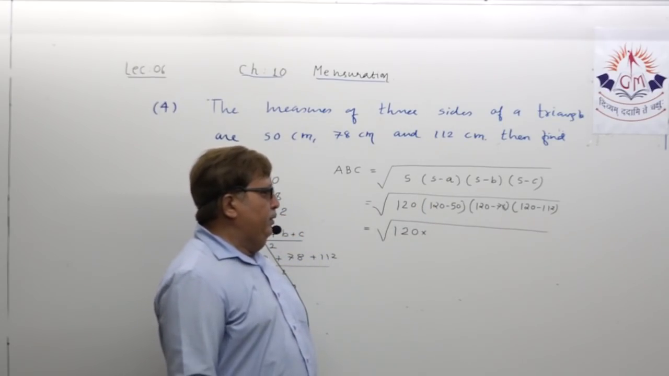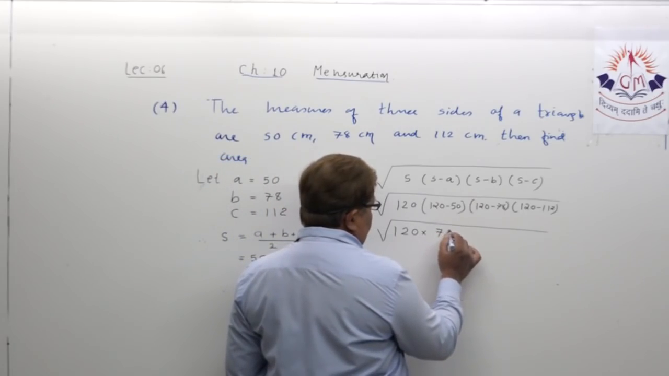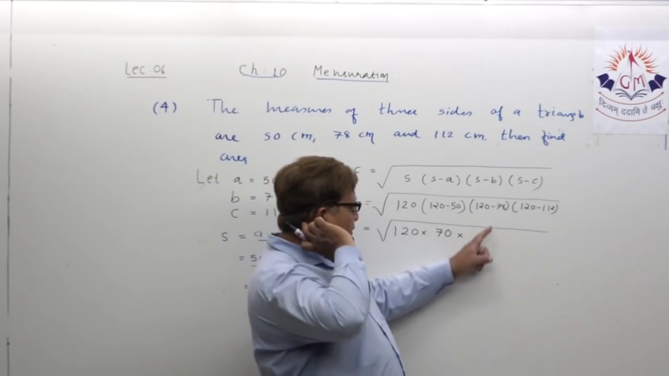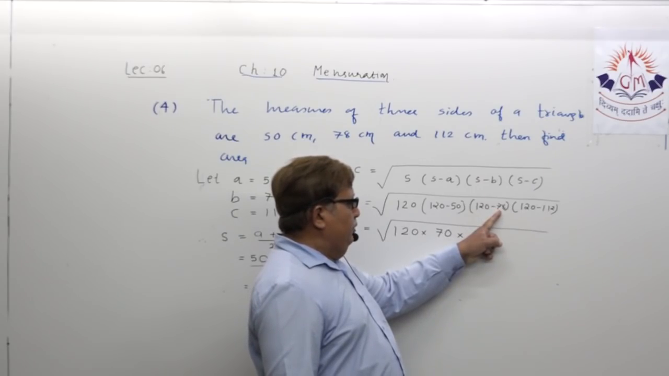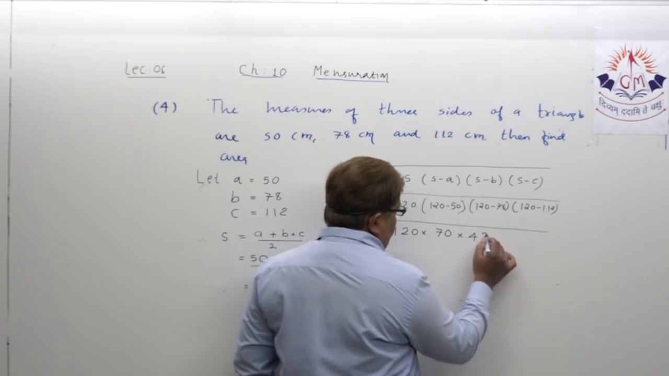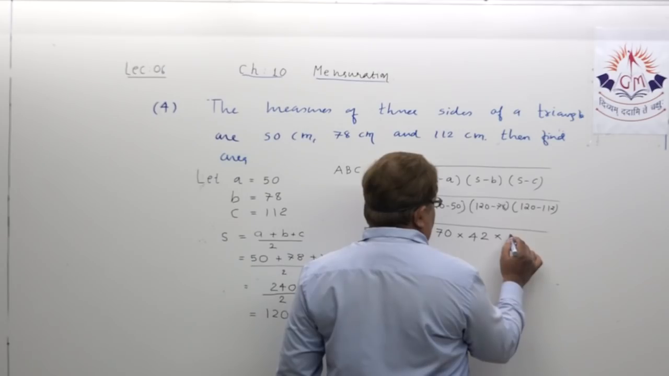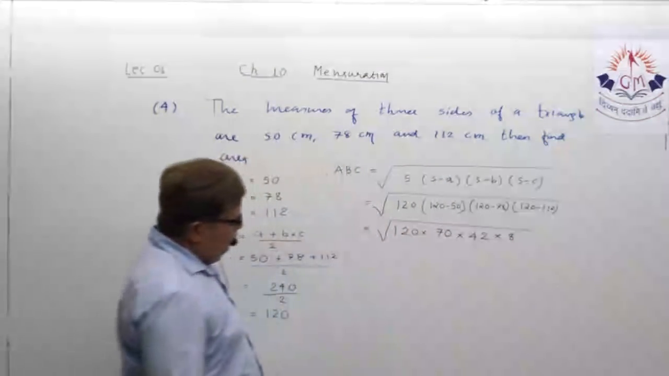Now 120 minus 50, that is 70. 120 minus 78: 78 plus 2 is 80, 22 plus 20, that is 42. And 120 minus 112, that is 8.